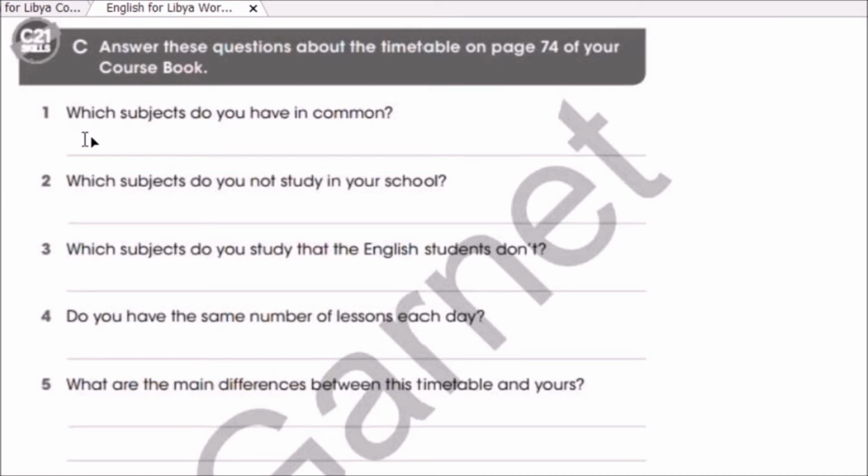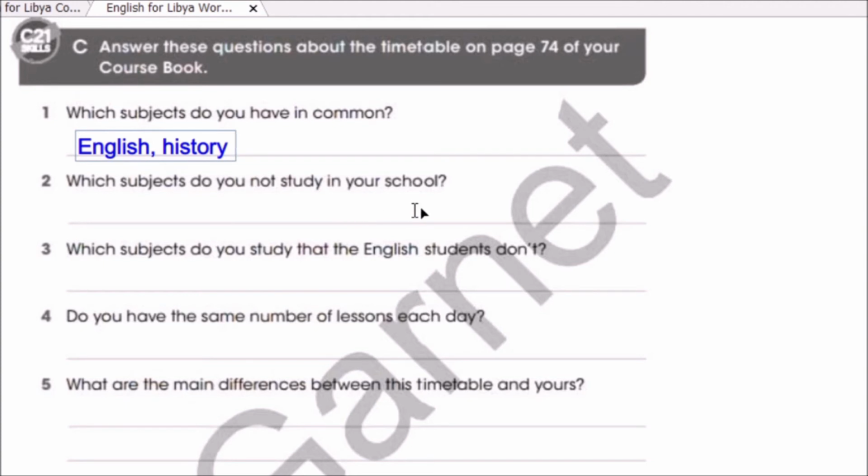Number 1. Which subjects do you have in common? The word common means that both of you study it, the one in England and you. So, a lot of subjects might be in common. You can write 1 or 2. For example, we have English, history, for example, any other subjects, okay?